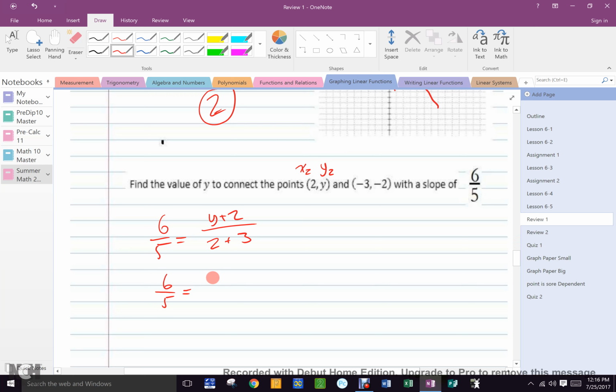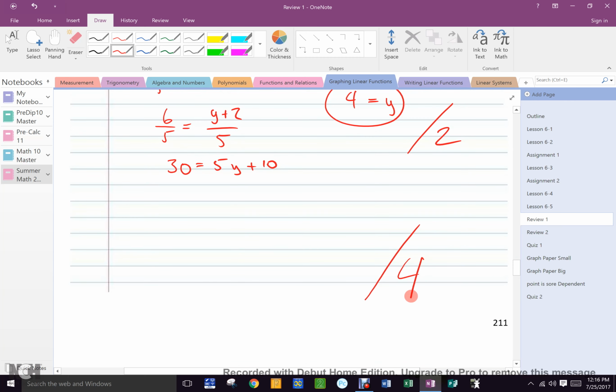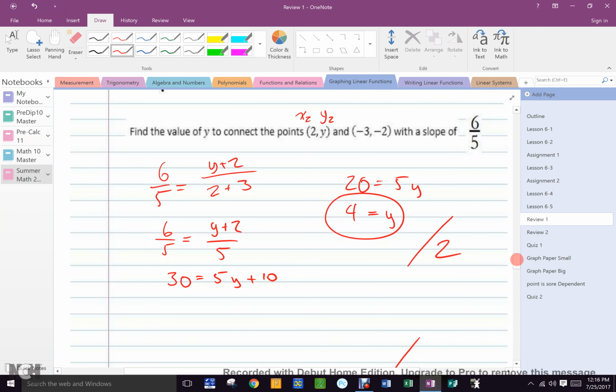6 over 5 equals y plus 2 over 5. 30 equals 5y plus 10. 20 equals 5y. Y equals 4. 2 marks for the algebra. Making that page out of 4. Yes, I can. Now, if you would like me to do this the way I normally do with this one as y2, I can do that, but you're going to get the same answer if you did the algebra right.